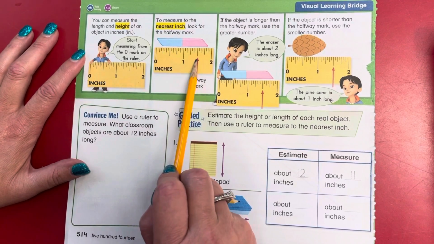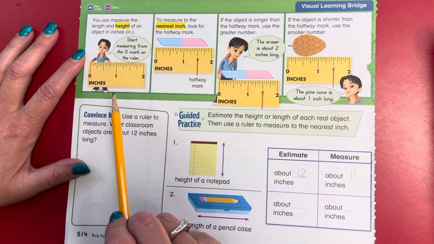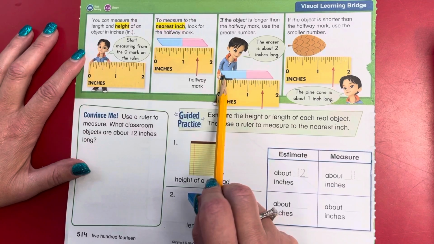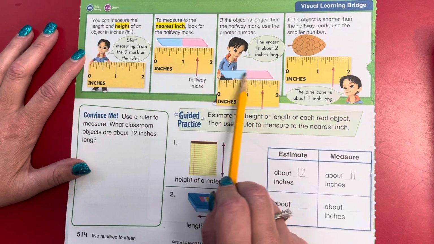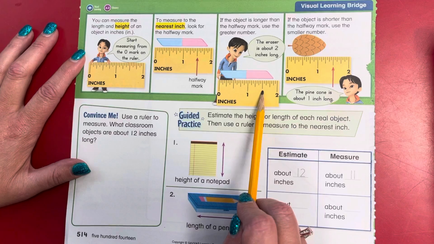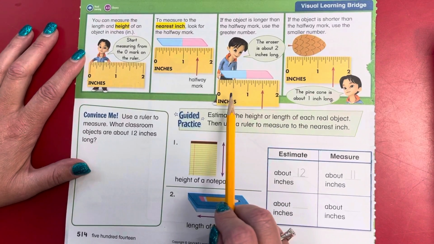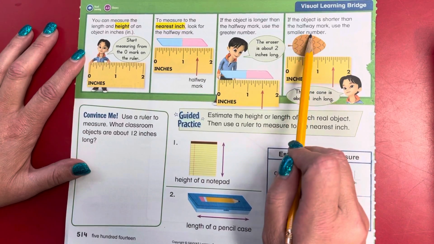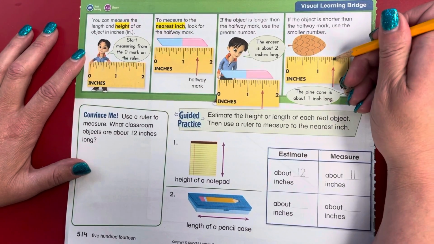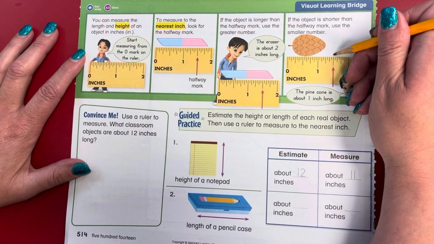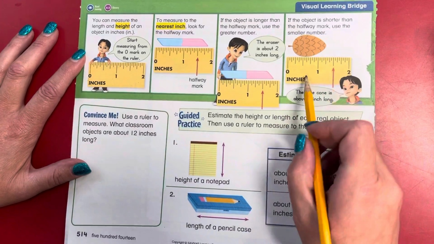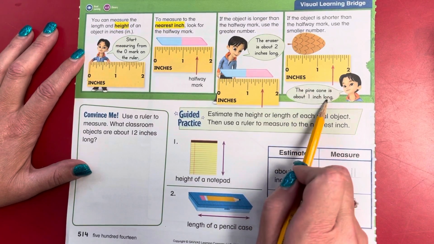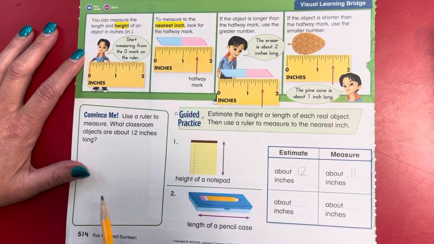See the halfway marks? If the object is longer than the halfway mark, use the greater number. So here's an eraser. The eraser is about 2 inches long because it passes the halfway mark. If the object is shorter than the halfway mark, use the smaller number. So here's the halfway mark right here, but it's smaller. So we're going to say it's about 1 inch long. The pine cone is about 1 inch long because it's smaller.